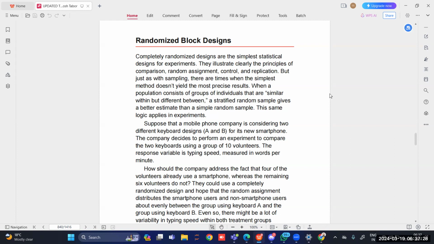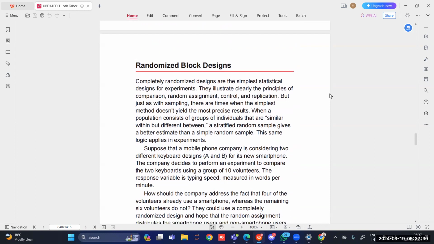Okay, is it clear? Okay, so now it's randomized block design. Completely randomized designs are the simplest statistical design for experiments. We are learning the statistical designs, and what we first learned was the completely randomized design. So it is the simplest one. They illustrate correctly the principles of comparison, random assignment, control and replication. Means in that we have done all of these.